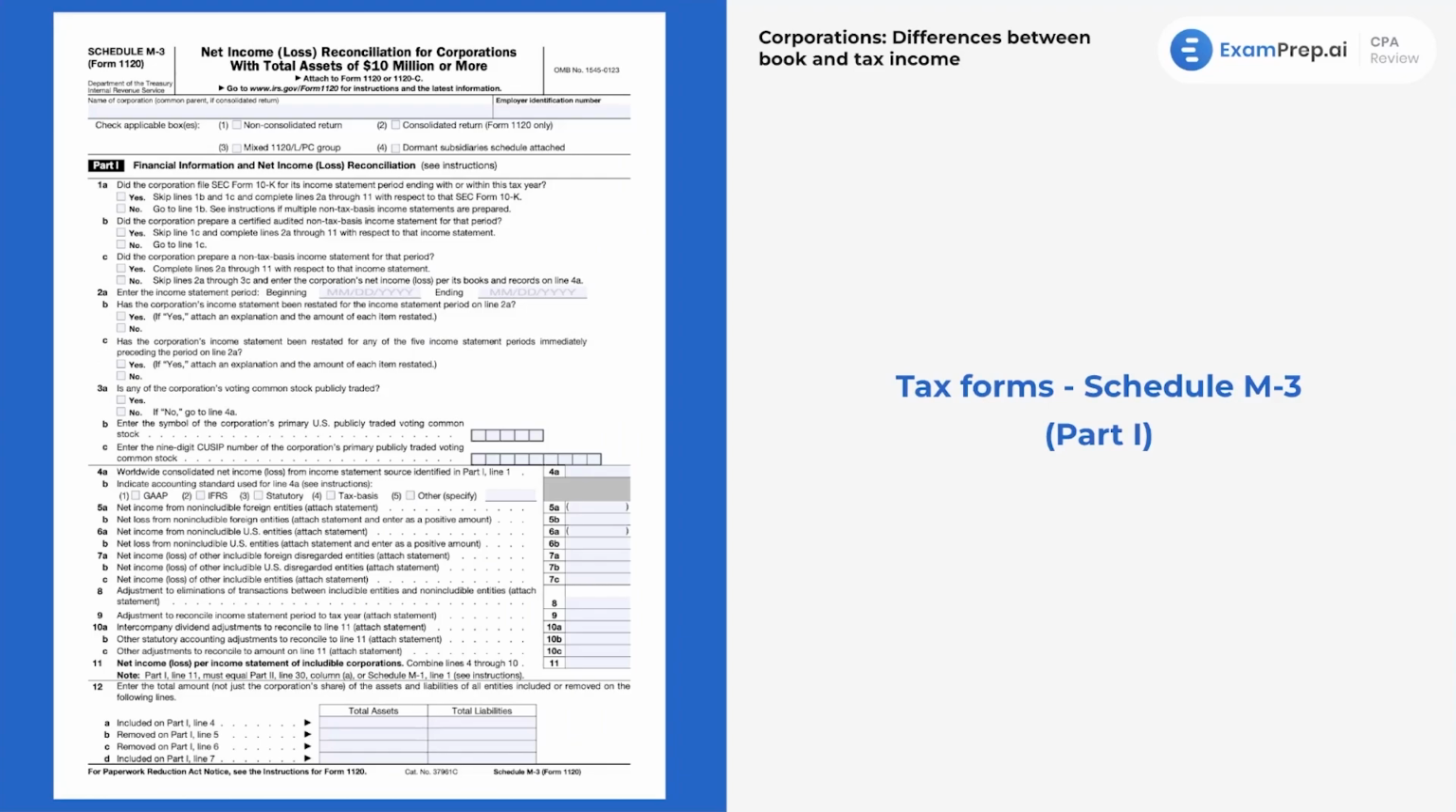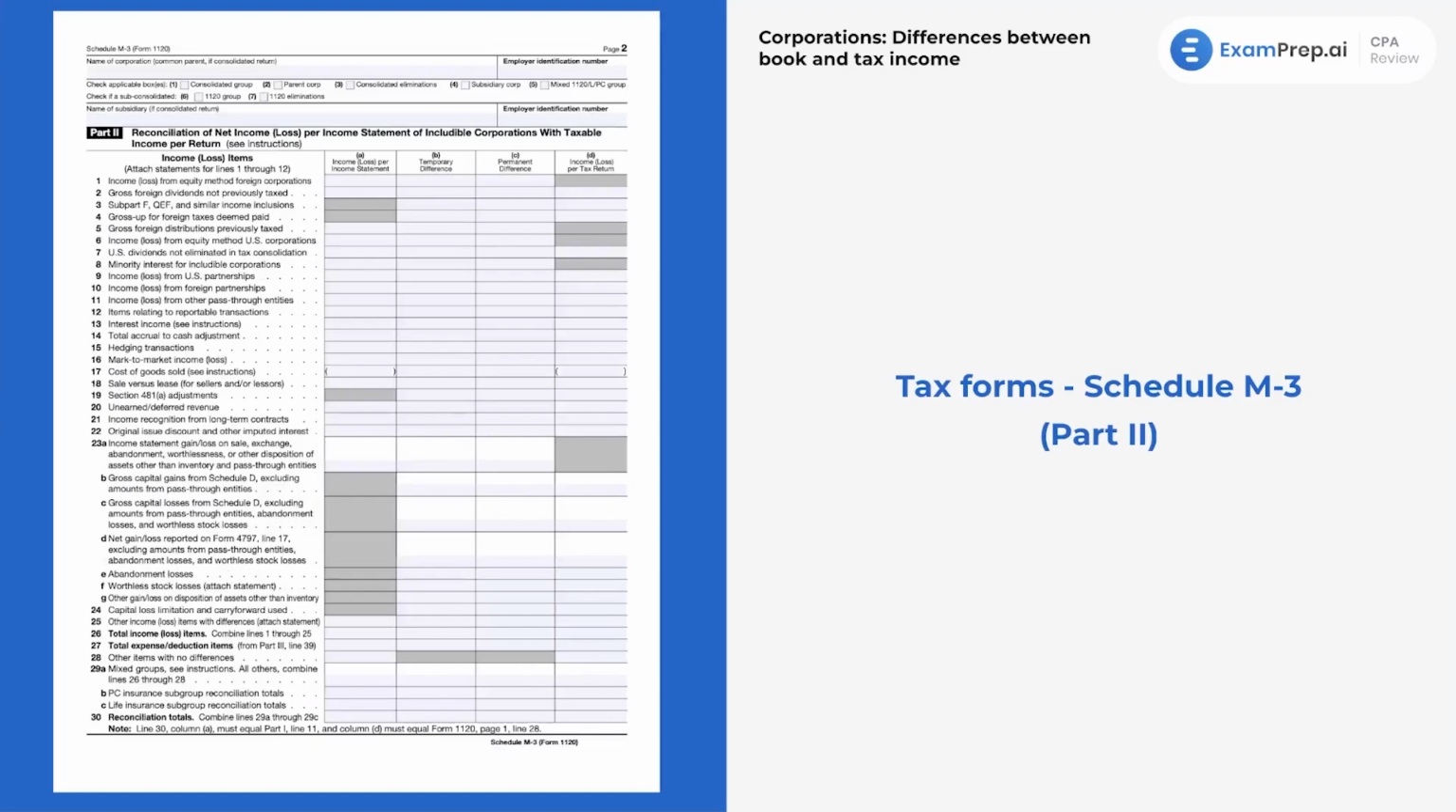Here is Schedule M3. This is part 1. And not going to go through every line, but this is just what it looks like if you wanted to see it. A lot of information, right? So if you're a larger company, you just have a lot more information, a lot of yes, no check boxes you have to fill out. But in essence, it does the same exact thing. Just gives it a lot more in-depth information.